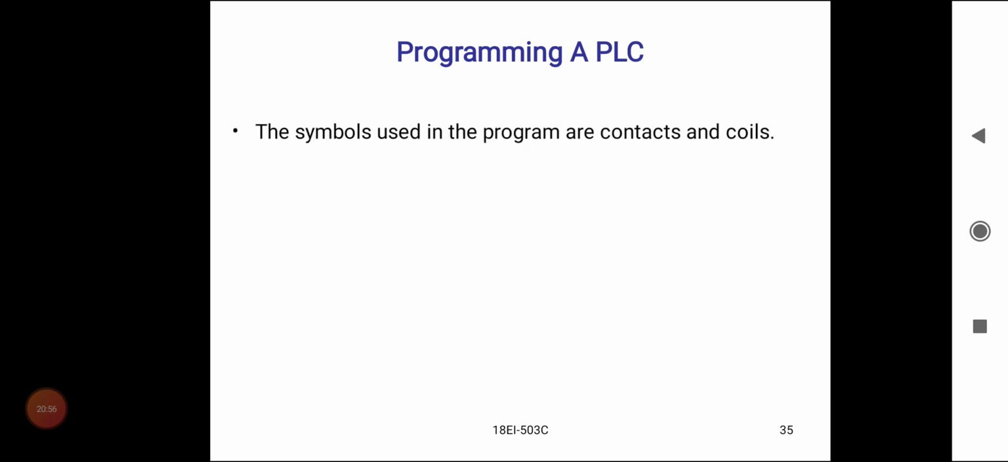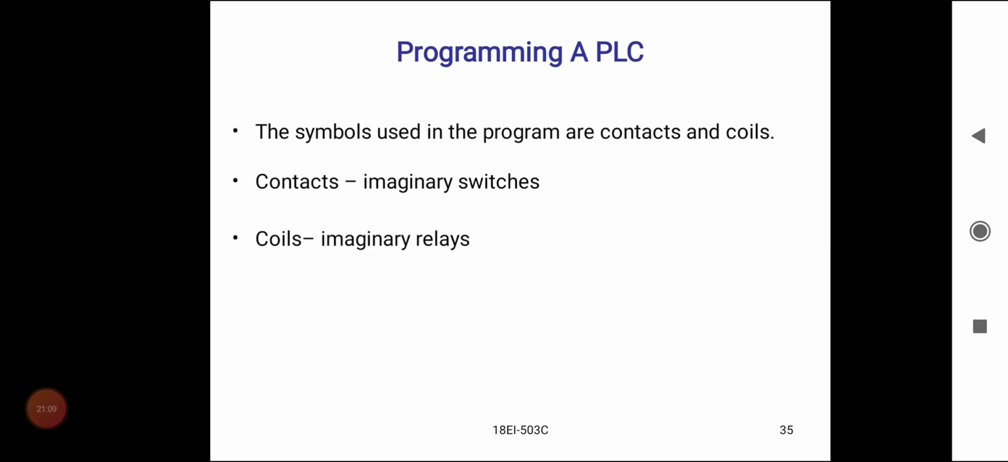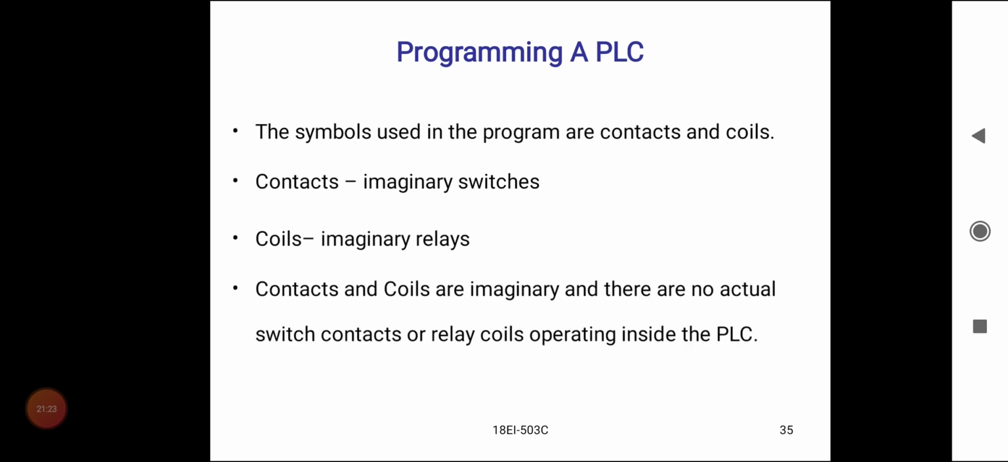The symbols used in the program are contacts and coils. Contacts, imaginary switches. Coils, imaginary relays. Contacts are to be considered as imaginary switches, whereas coils are imaginary relays. Contacts and coils are imaginary and there are no actual switch contacts or relay coils operating inside the PLC.